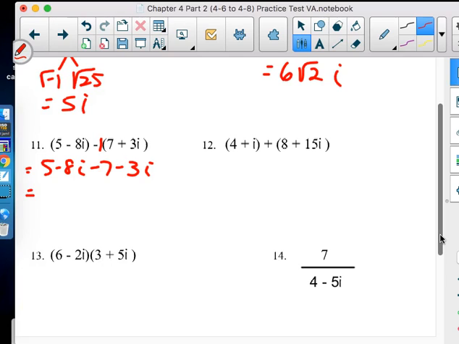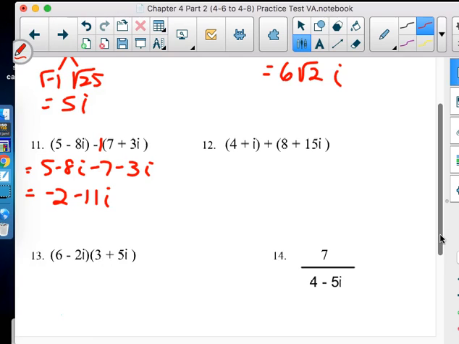And then combine your like terms. 5 minus 7 is negative 2. Negative 8i minus 3i, negative 11i. It's in standard form. So just because you see parentheses, don't jump to conclusions and go, oh, I've got to do FOIL. Look between the parentheses. What do they want you to do?